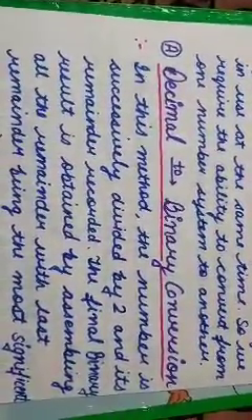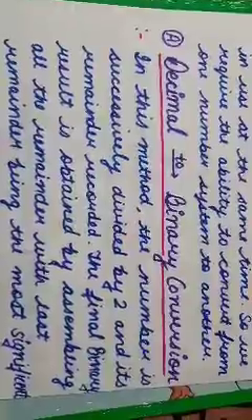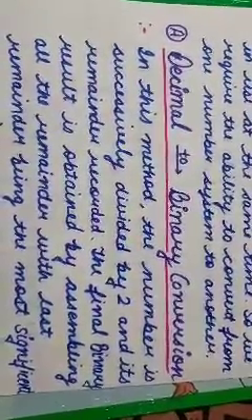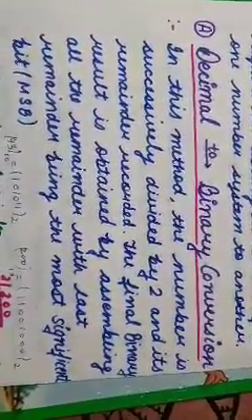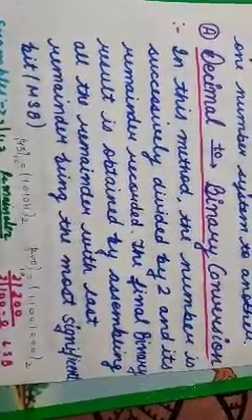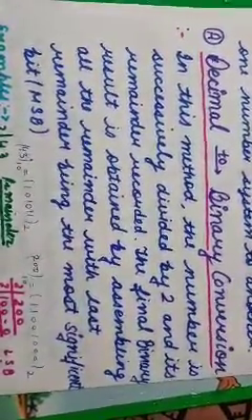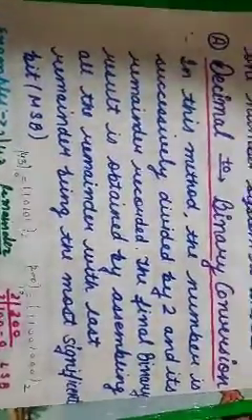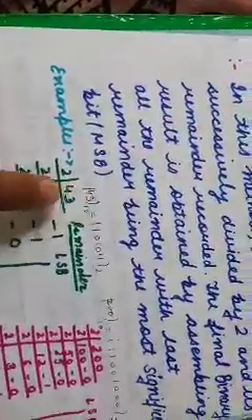Decimal to binary number conversion. In this method the number is divided by 2 and its remainder is recorded. The final binary result is obtained by assembling all the remainders, with the last remainder being the most significant digit. For example, we have 43 base 10. I want to convert it into binary. 43 is base 10, meaning it is the decimal number system.